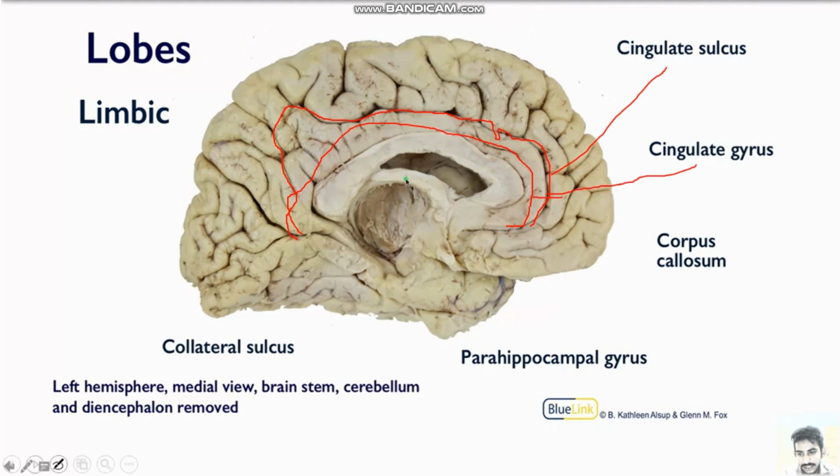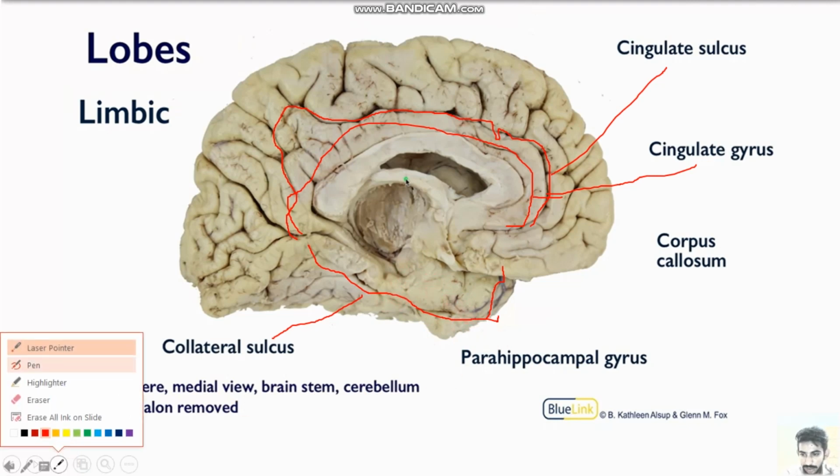Now let's trace down some more important landmarks. Here is our collateral sulcus. Let me trace it down also. There is our collateral sulcus, going down here. You guys know that the anterior boundary of this collateral sulcus is our parahippocampal gyrus.